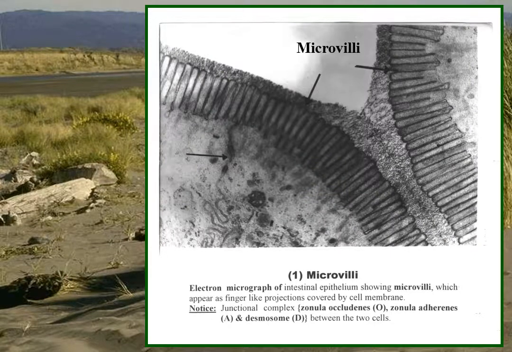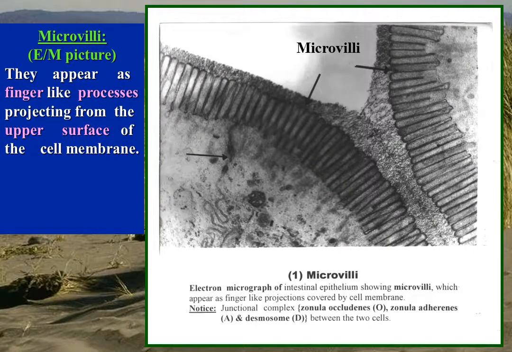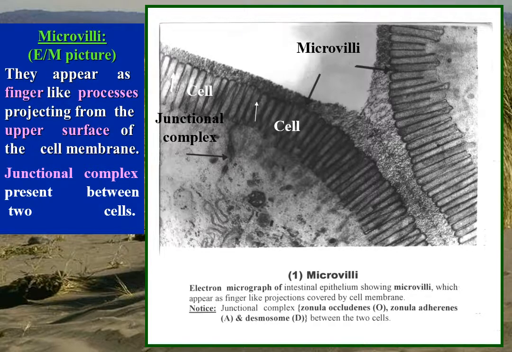Microvilli by electron microscope appear as finger-like processes projecting from the upper surface of the cell membrane. There are two adjacent cells covered with microvilli connected together by junctional complex formed from zonula occludens, zonula adherens, and desmosome.